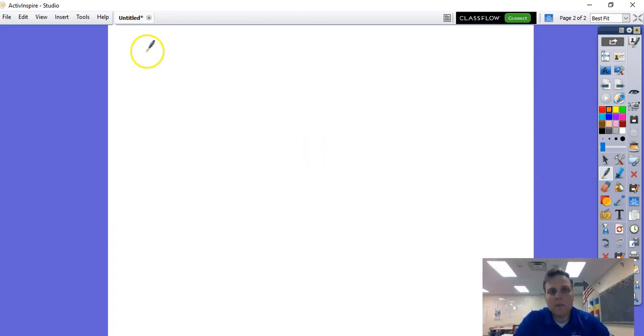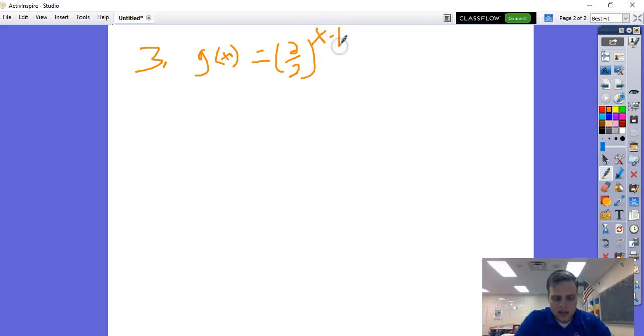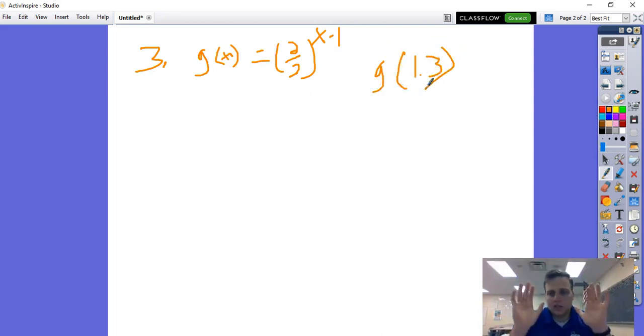So let's look at something like problem 3. I'm not going to do all of problem 3, I'm just going to do a little bit. It says g of x is equal to 2/3 raised to the x minus 1, and I'm going to do the first one with you, g at 1.3. First off, this should not be a hard question, genuinely. It's not meant to be hard, okay? But let's interpret everything to make sure we understand what's going on.